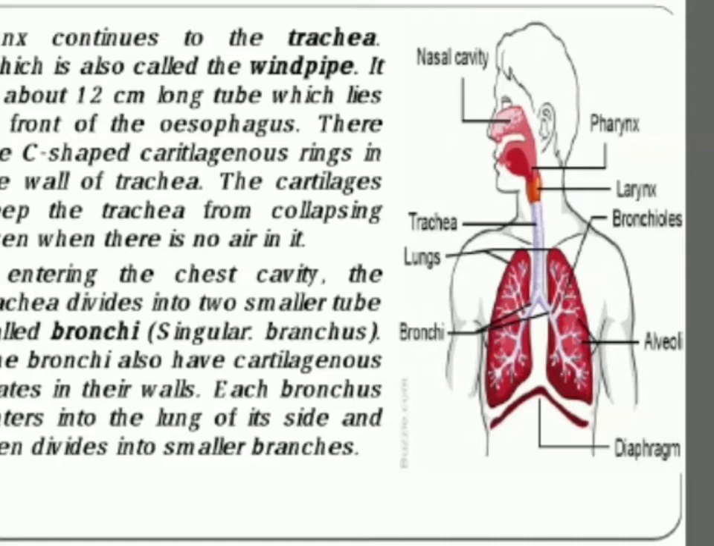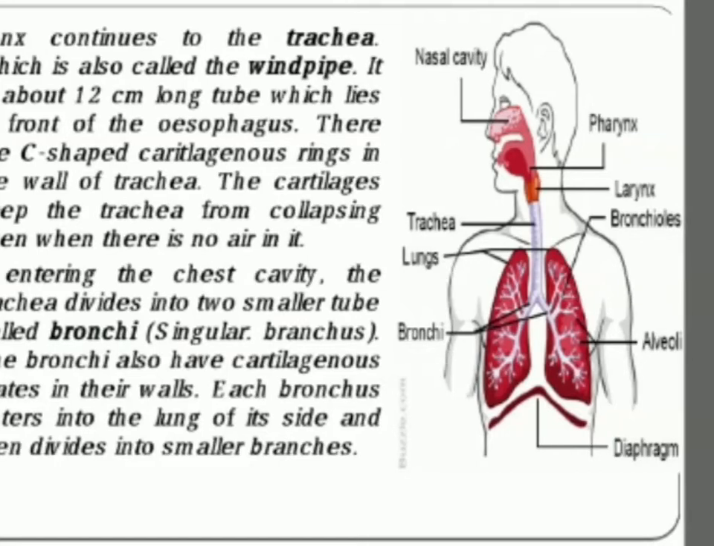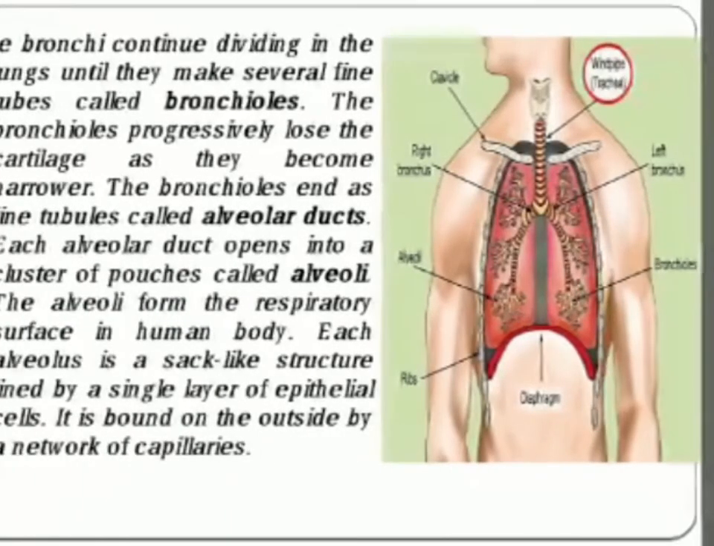Each bronchus enters the lung of its side, and then divides into smaller branches. The bronchi continue dividing in the lungs until they make several fine tubes called bronchioles.